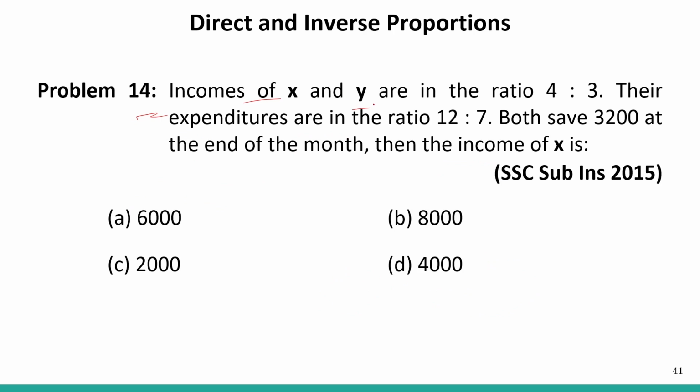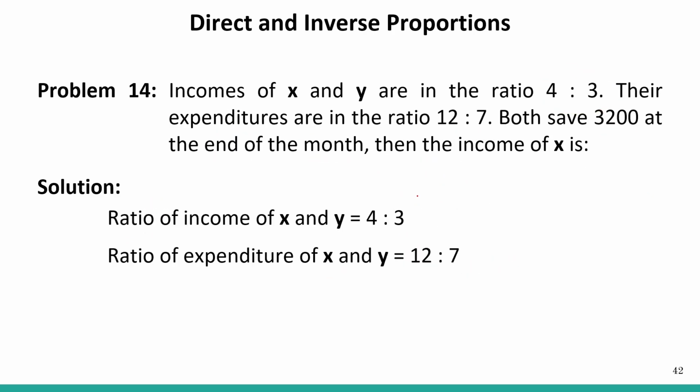So incomes of x and y are in the ratio 4:3. Okay, so the given expenditures are in the ratio 12:7, right? So both save 3,200 at the end of the month. So then the income of x is equal to what? This question has been asked in SSC Sub Inspector Exam 2015. Okay, so is it 6,000, 8,000, 4,000 or 2,000? Let's see which among these four is the correct answer.